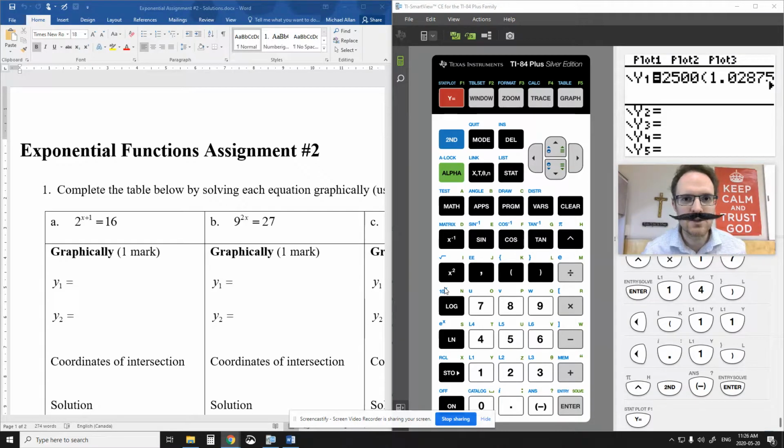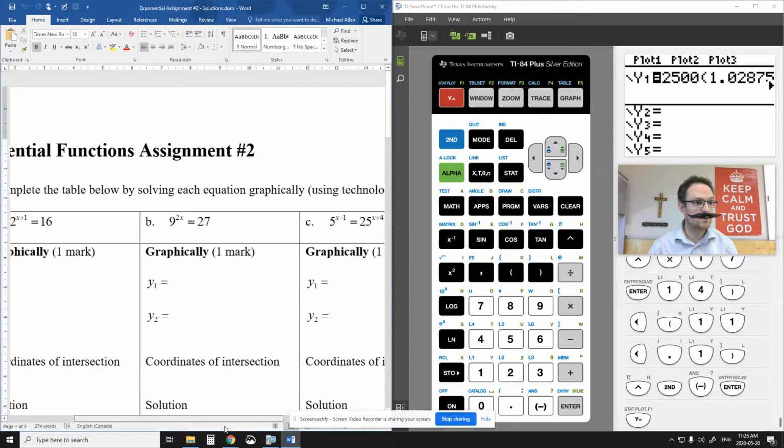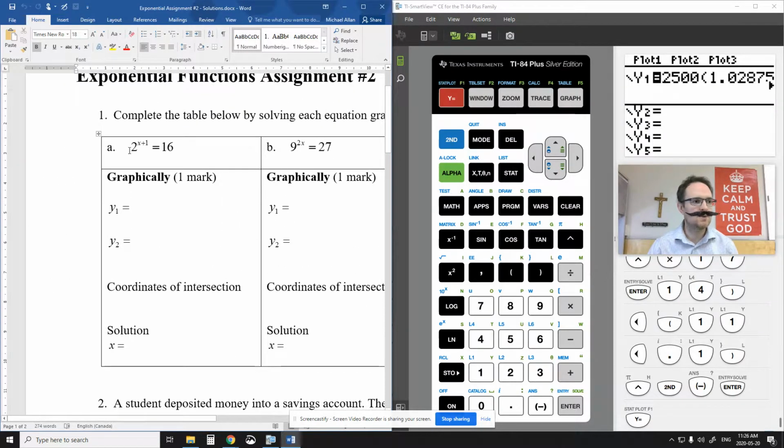Math 2. So we're going to do assignment number 2 solutions here. Now, all of these ones we could solve algebraically, and we did solve algebraically in the previous question. Now we're just going to solve them graphically. Usually you do it this way if you can't change the base.